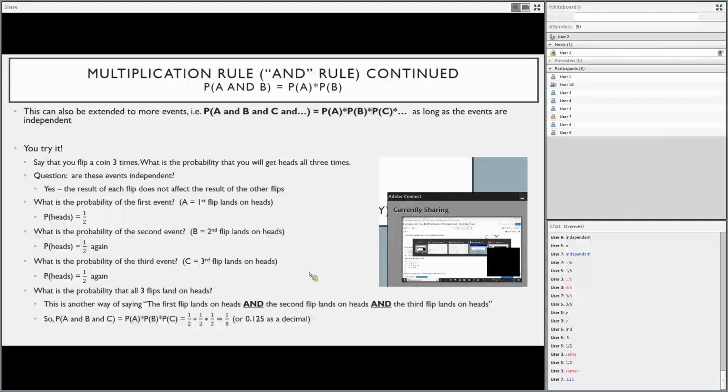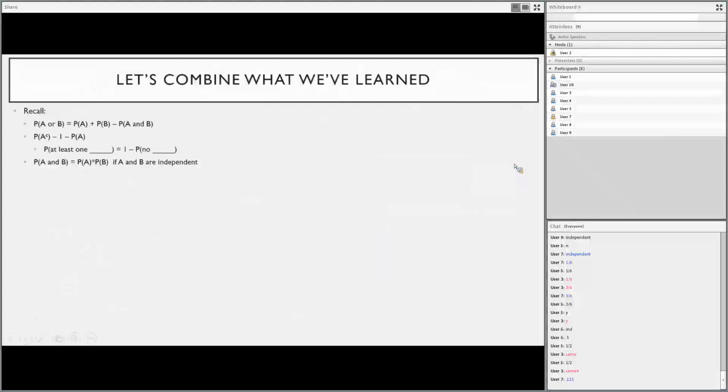Sometimes if you're having trouble determining which of those things it might be, just say them both to yourself out loud and see which one makes sense. Okay? Any questions about this formula or this example? Okay.